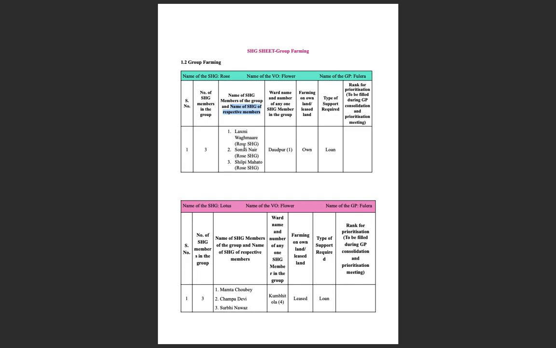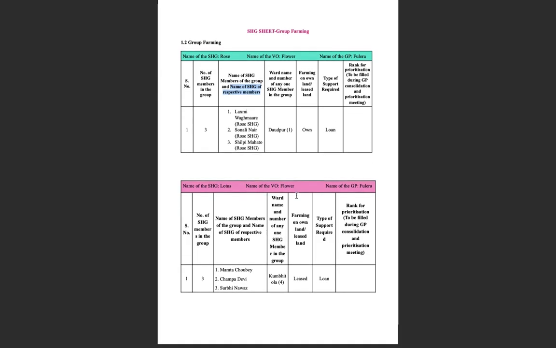Ward name and number of any one SHG member in the group can be written. Now, as there are 3 SHG members who want to take up group farming, the ward name and number for any one SHG member can be written for reference. Whether they want to do farming on their own land or leased land has to be written. So here, this group of Lakshmi Wagmare wants to do it on their own land. The support they require is loan. And again, as it is an SHG level sheet, the rank for prioritization column has to be left blank.